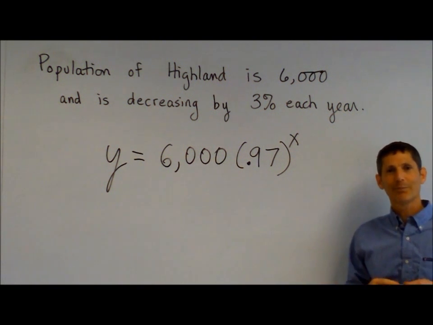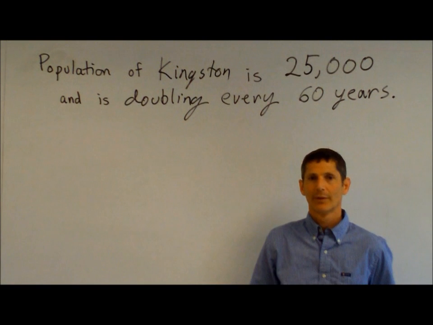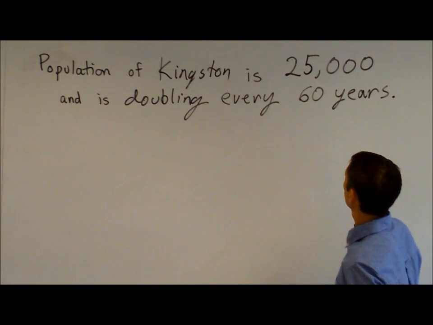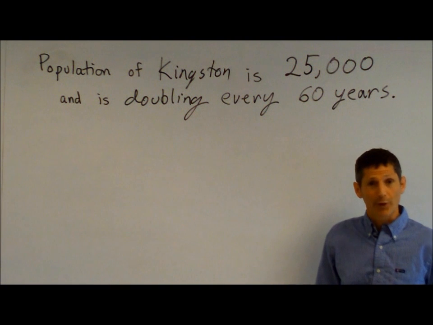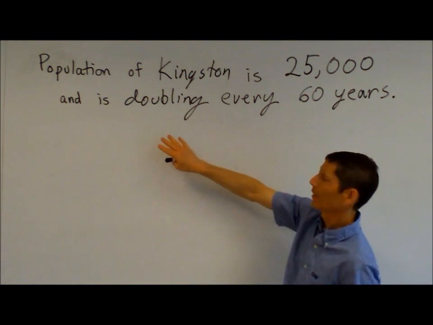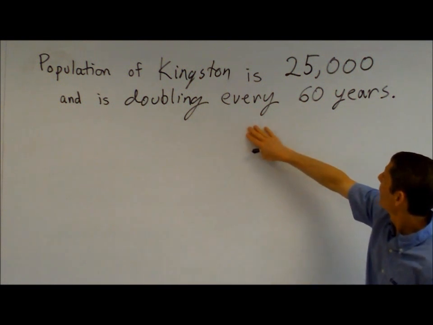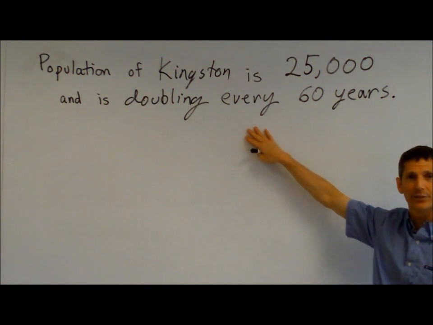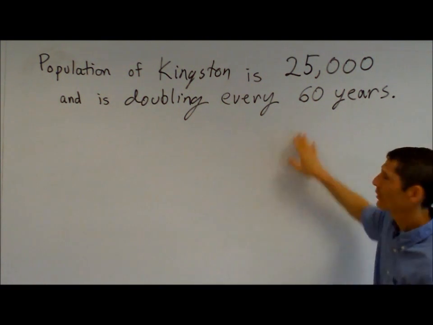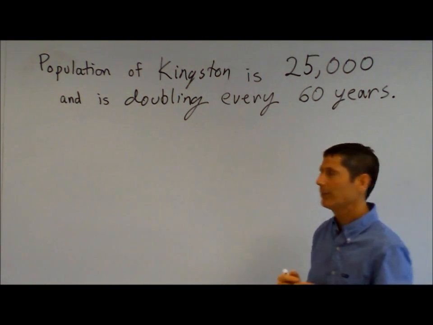Should we do another one? Absolutely. Okay. Here's another one, Miss Stewart. It says the population of Kingston is about 25,000. Well, that's roughly correct. And is doubling. It's not doubling every year, though. It's doubling every 60 years. That's a little bit different. That means in 60 years, they're going to have 50,000 people.